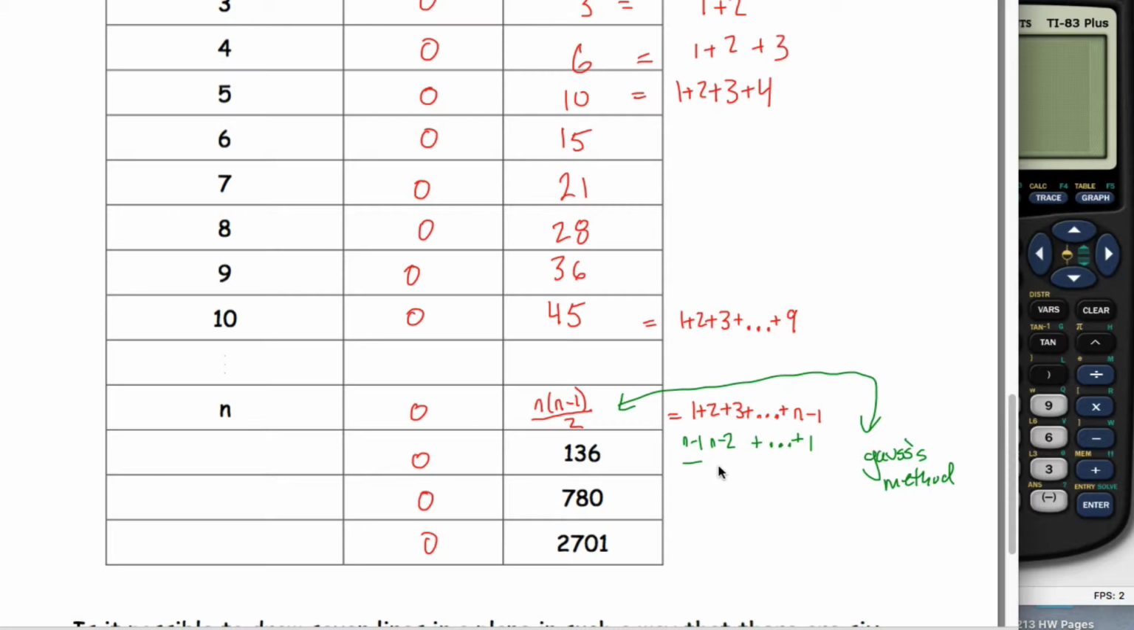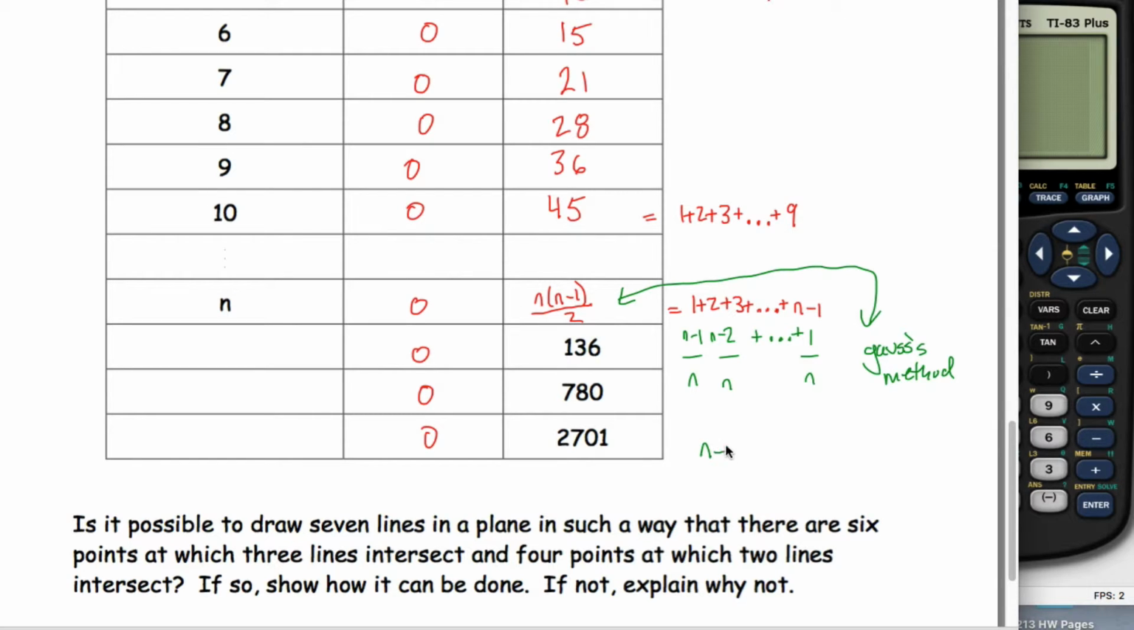And what ends up happening is if I sum every column, 1 plus n minus 1 is just n. 2 plus n minus 2 is n. Every single column sums to n. So I get n minus 1 columns, each summing to n. So in total here, I have n minus 1 times n. But I don't want this total here because I wrote my sum 2 times. I have to cut that in half to get this answer right here.